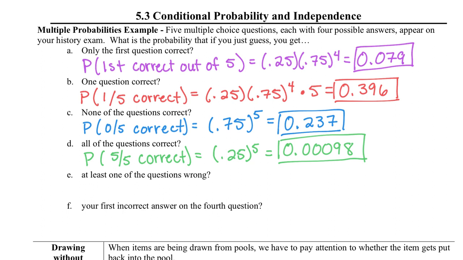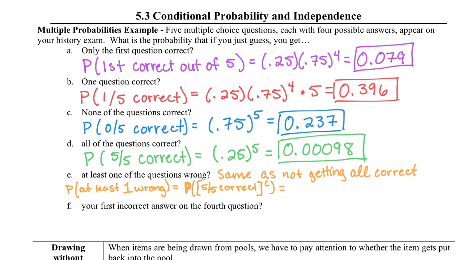But this is a little more difficult. At least one of the questions wrong. So what that means is that I could get 1 wrong, 2 wrong, 3 wrong, 4 wrong, 5 wrong, at least 1. Not getting all 5 correct. So maybe that's an easier way to think about this, is that at least one of the questions wrong is the same as not getting them all correct.